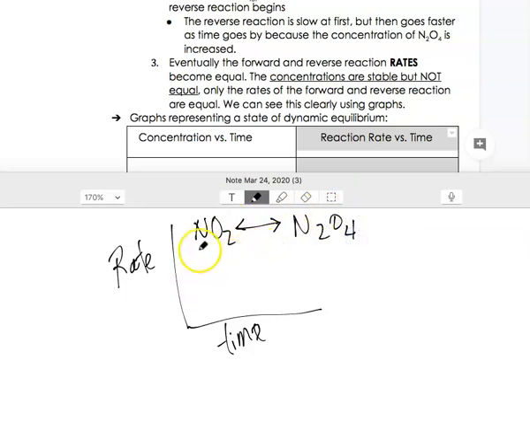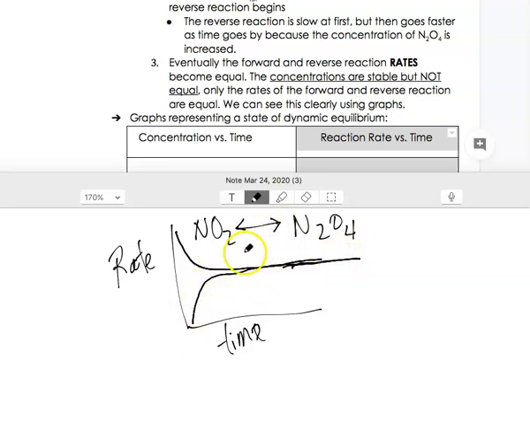And N2O4. So at the beginning, you'll have a lot of NO2, so you're gonna have a huge drop in NO2, and eventually the rate becomes constant. Then the rate of production for the N2O4 goes up, and then it becomes equal to that of the reverse reaction. Okay, so this represents the forward reaction rate, and this would represent the reverse.